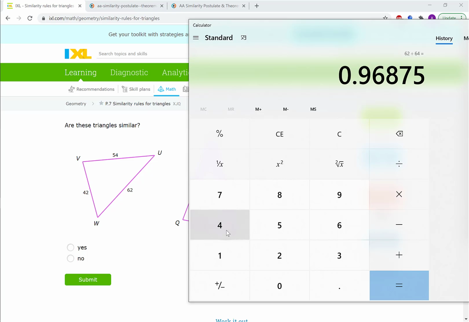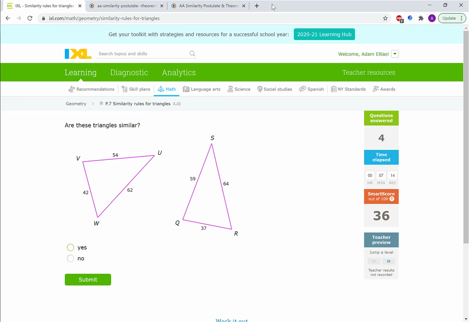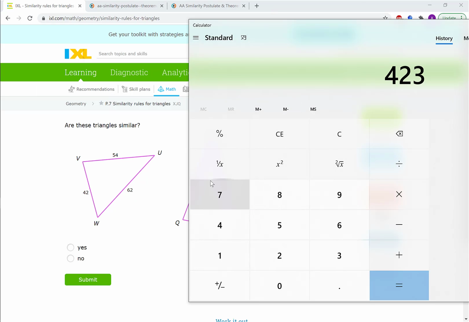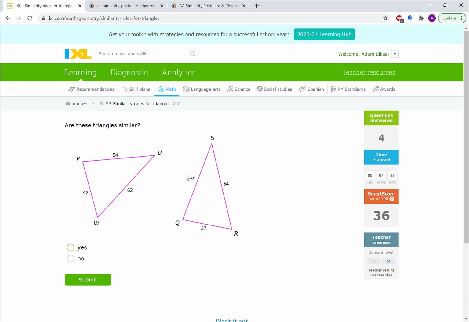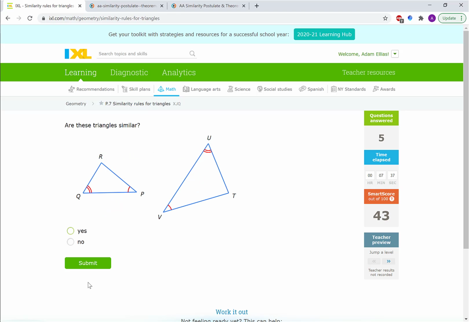So then I'll do 42 and 37. No, doesn't look right. And I'm just going to check that I went big to big, small to small. Yeah, they're not in proportion. The sides don't have the same scale factor.